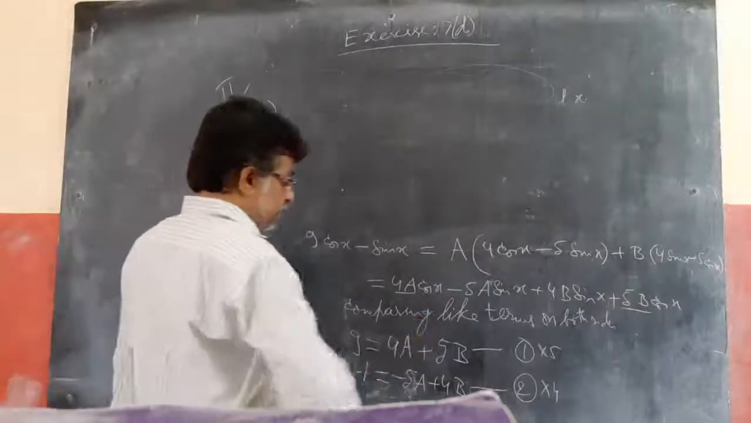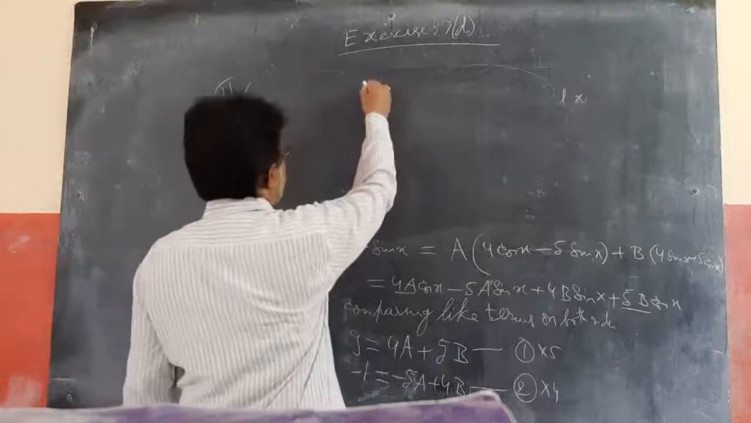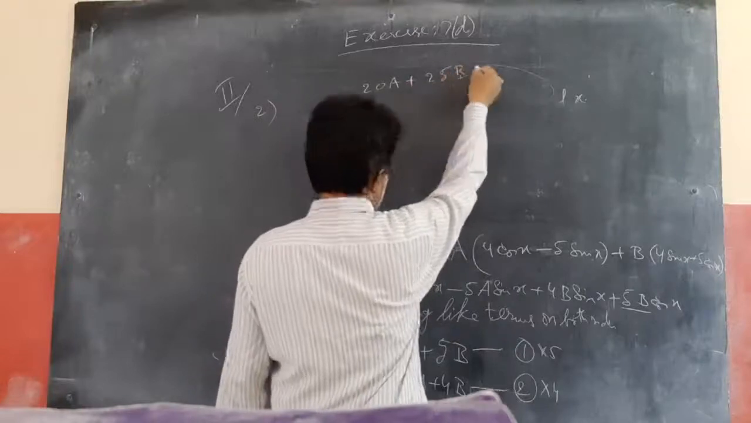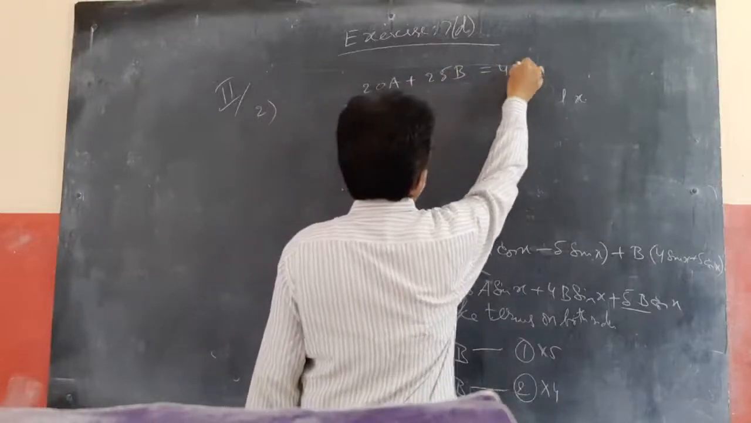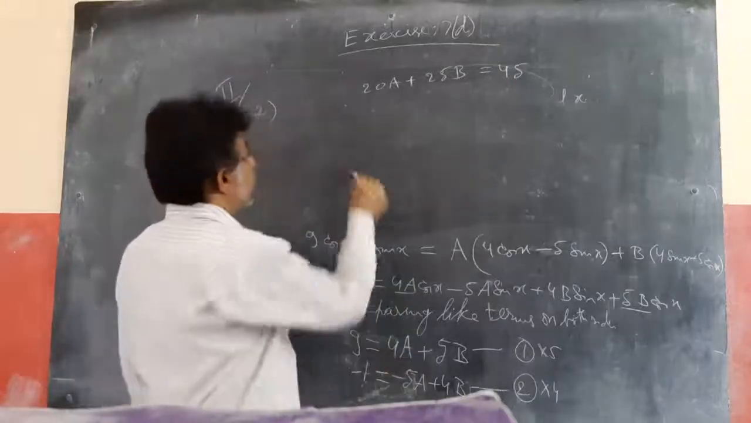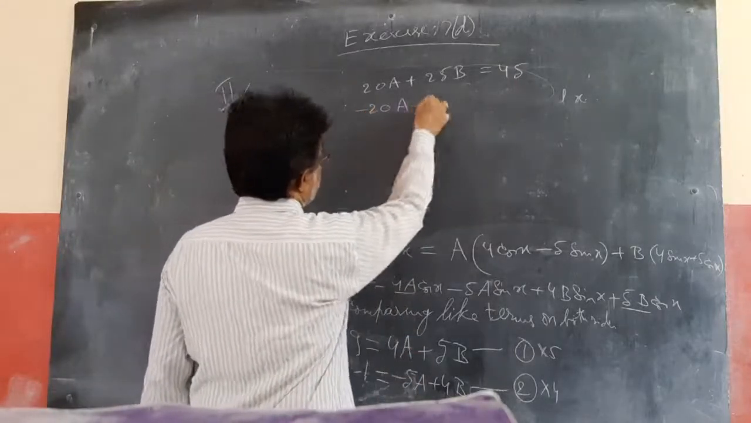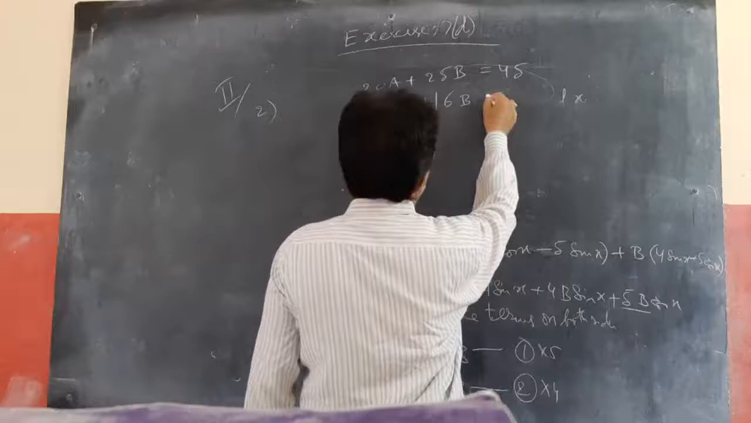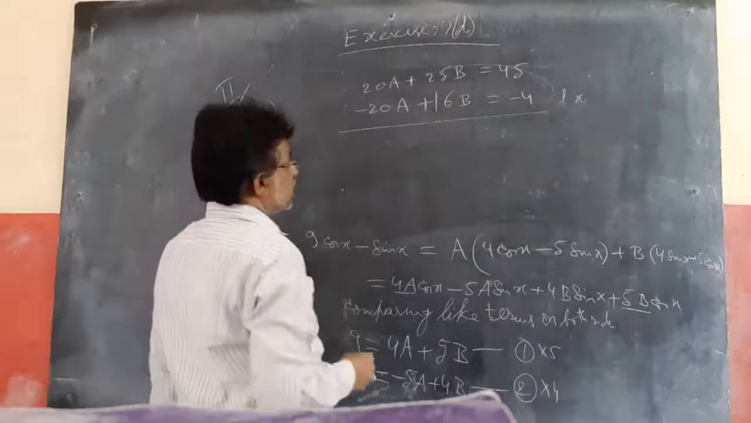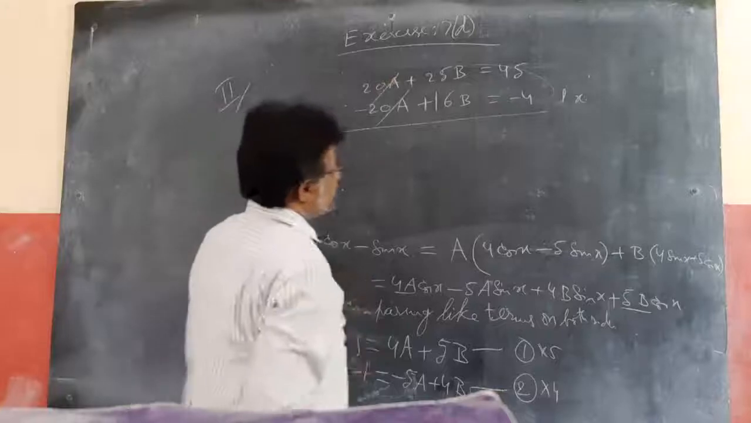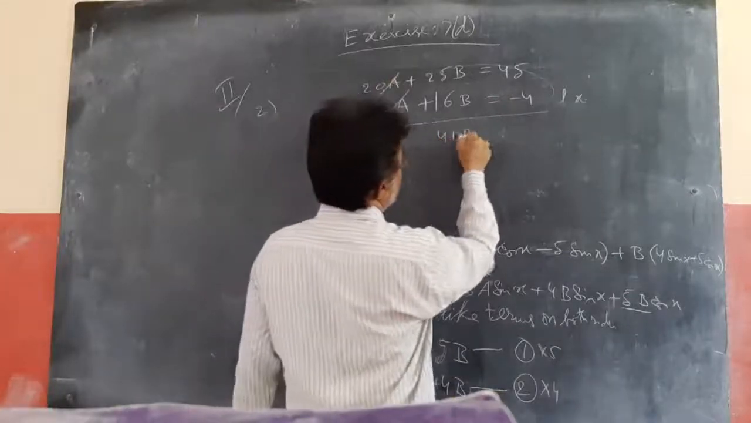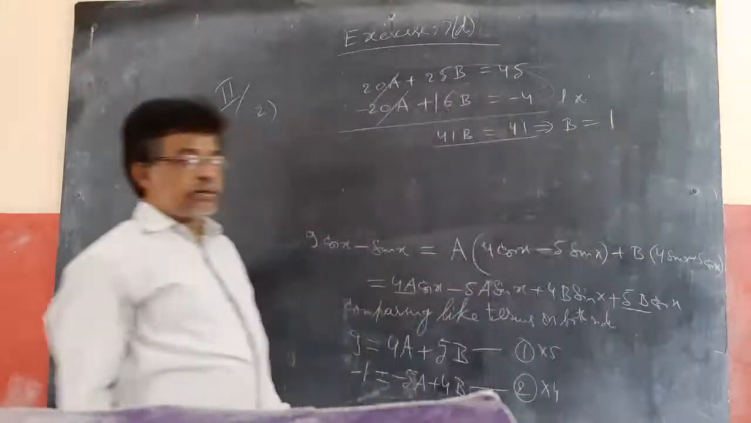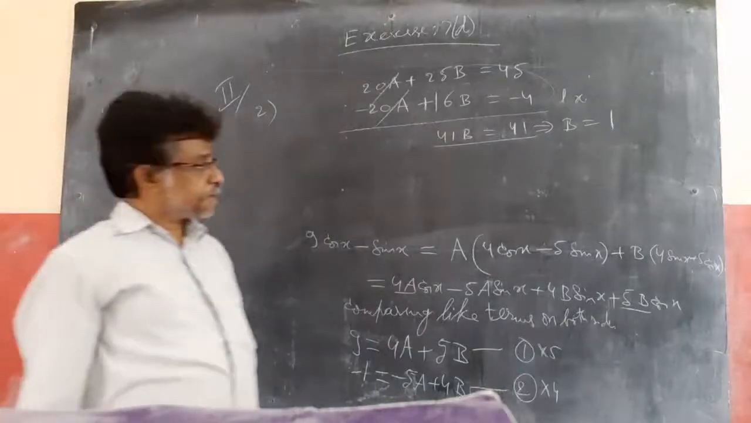If I multiply equation 1 with 5, it becomes 4 5s are 20a plus 5 5s are 25b equals 9 5s are 45. Multiply this with 4, it becomes minus 20a minus 25b plus 4 4s are 16b equals 4 into minus 1, minus 4. Adding, the 20a cancels. This is 41b equals 45 minus 4, 41, which implies b equals 1.